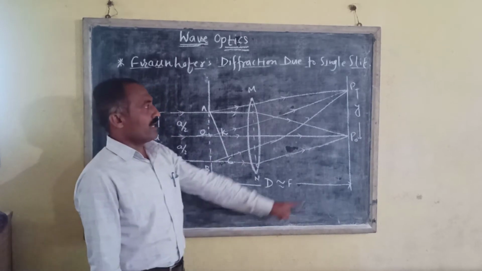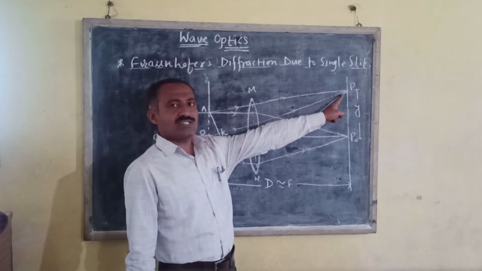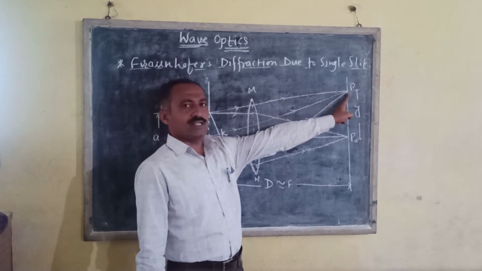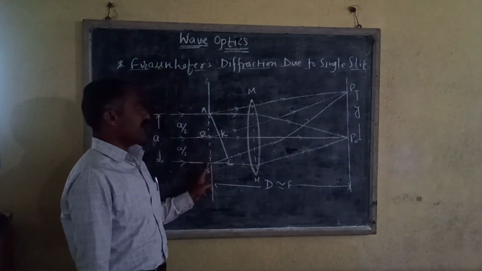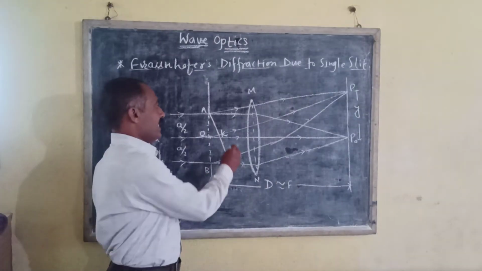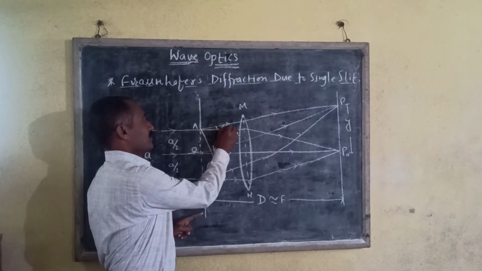Now consider any point P which is at a position where all the rays from the slit AB incline at an angle theta.